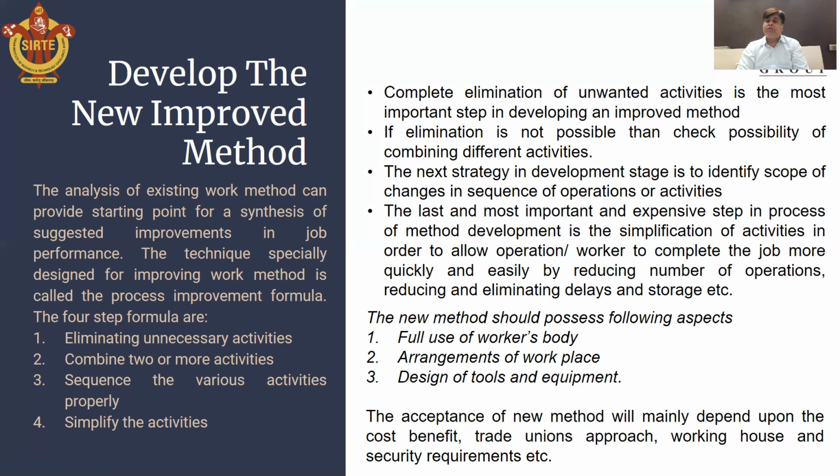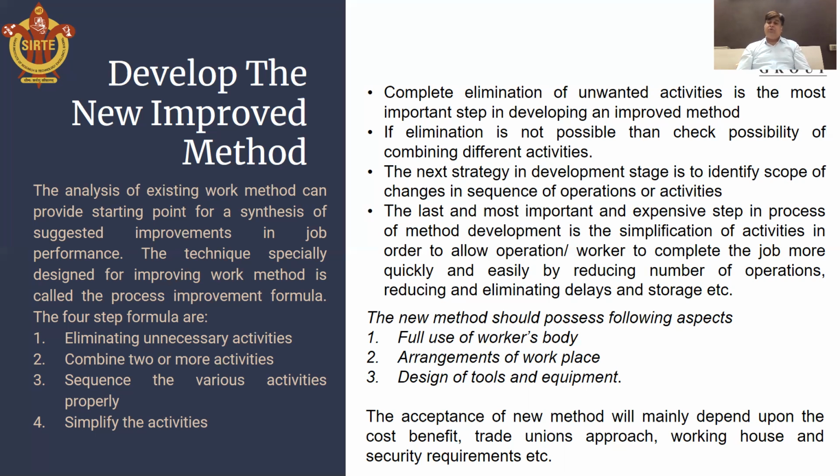And the last and the most important and the expensive step in the process of the method development is the simplification of activities in order to allow the operation or worker to complete the job more quickly and easily by reducing the number of operations, reducing and eliminating delays and storage, etc. And the last step, which is an expensive one, is that we have to combine the operations. We should allow workers to simplify the operation, combine them, and take less time for completing that particular job. Now, the new method should possess the following aspects.